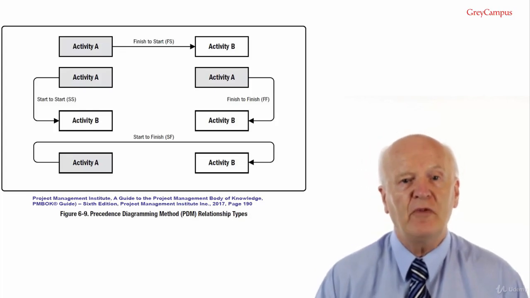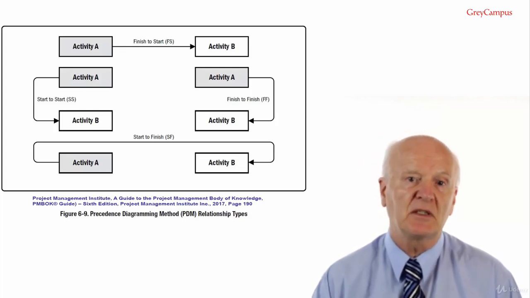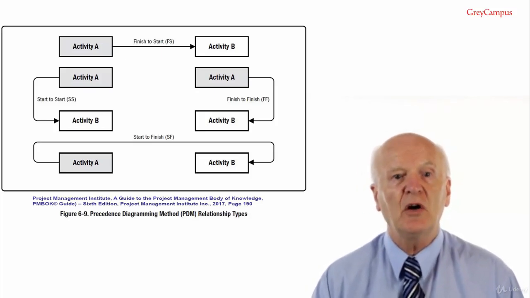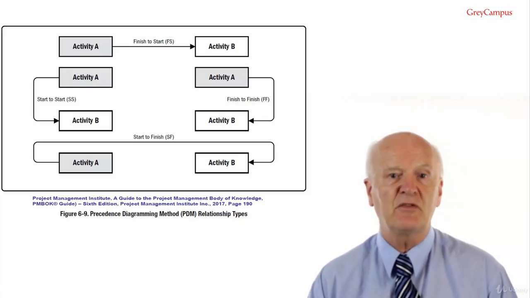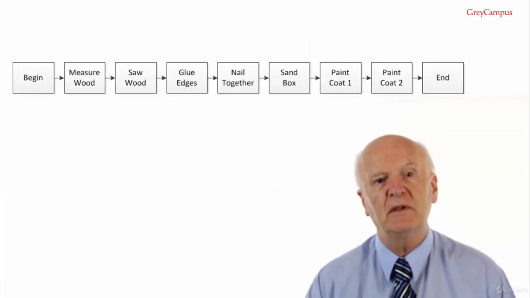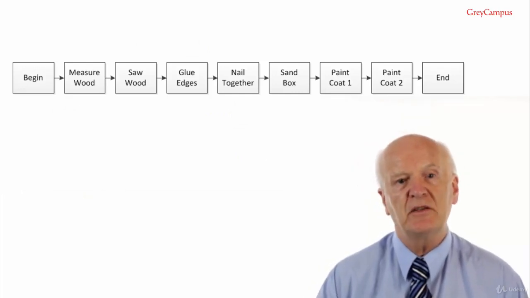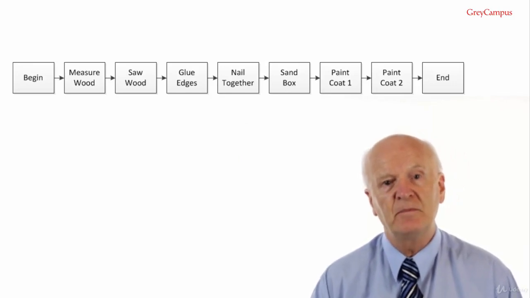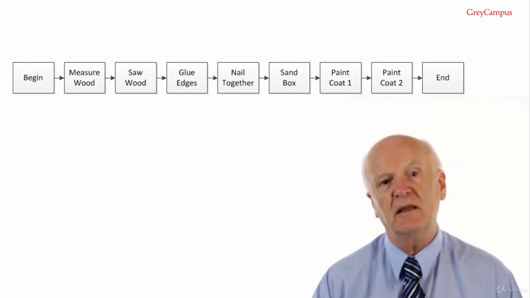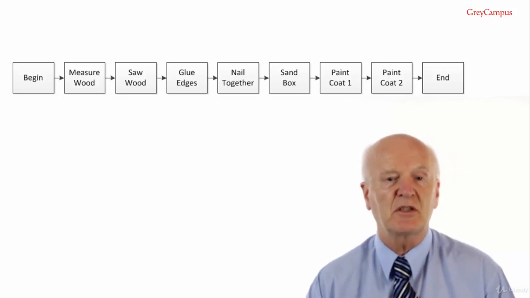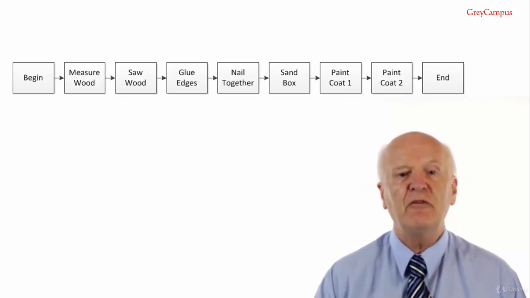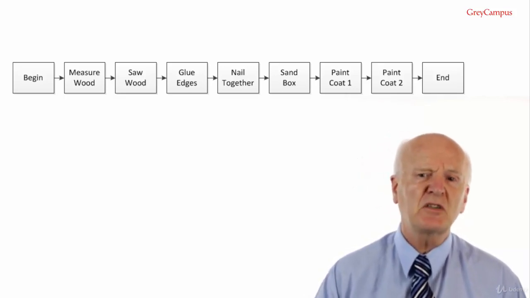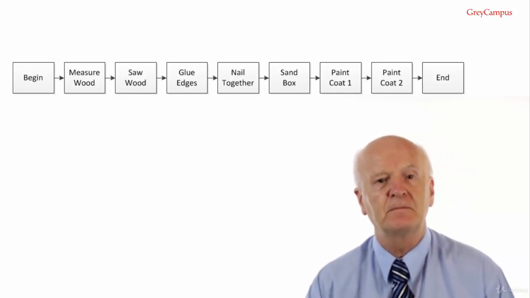First of all, we have finish to start relationship, FS, a logical relationship in which a successor activity cannot start until a predecessor activity has finished. For example, when we were building our wooden box, we must glue the edges before we nail the components together. So this is a finish to start relationship. In fact, all the relationships in our box making network so far are finish to start relationships. This is hardly surprising because the finish to start relationship is the most commonly used relationship. This is commonly asked in the examination.